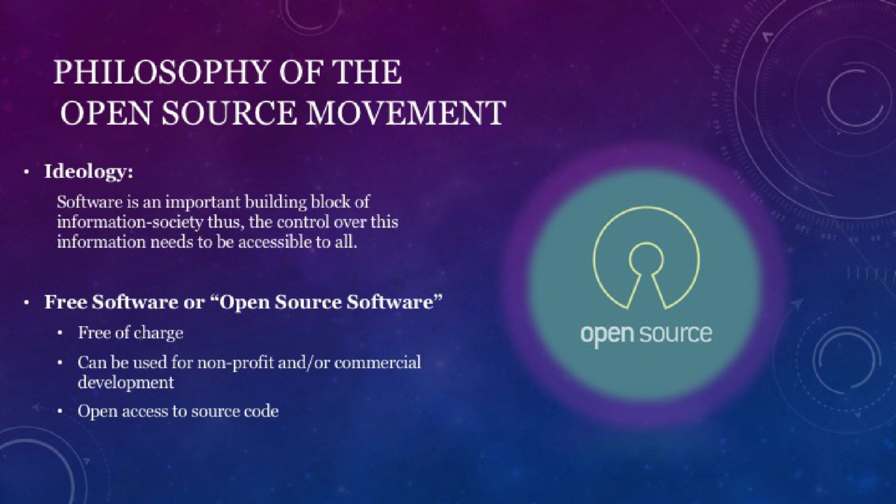So, open source software is software that is free of charge, can be used for nonprofit or commercial development, and has open access to the source code. The community of open source software developers believe that software heavily contributes to the society. Therefore, it needs to be accessible to all. One of the leaders of the movement, Richard Stallman, started the movement around the 1960s, and he is the current leader and producer of the GNU project.